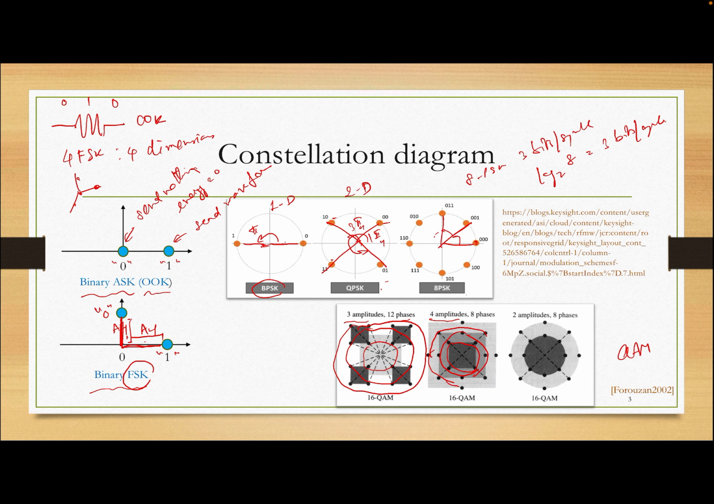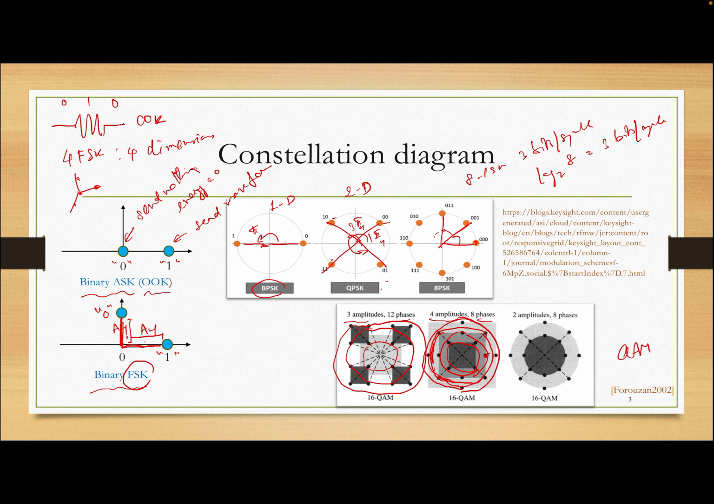So 1, 2, 3. Sorry. 1, 2, 3, 4. I think 4 is over here. 3 is here, and then 4 is here. It is the outer one.